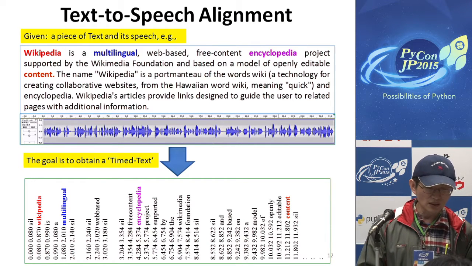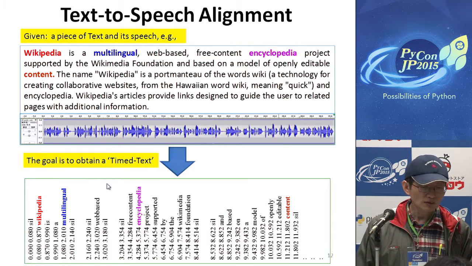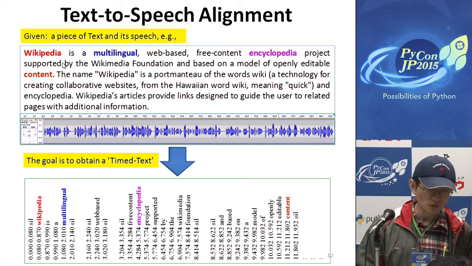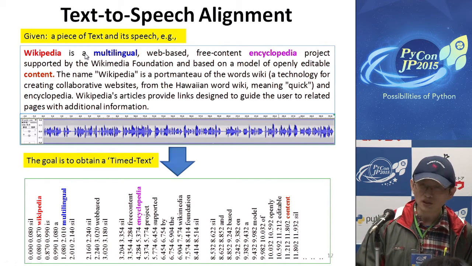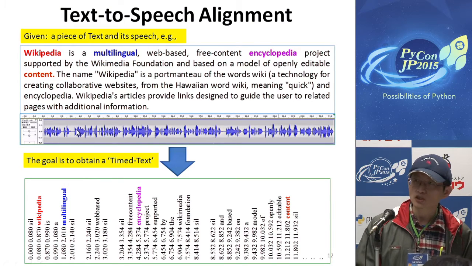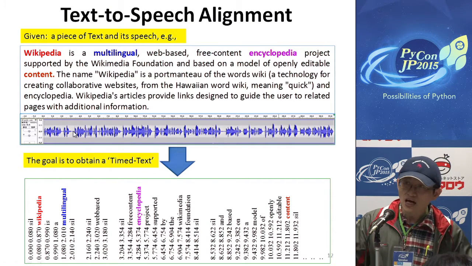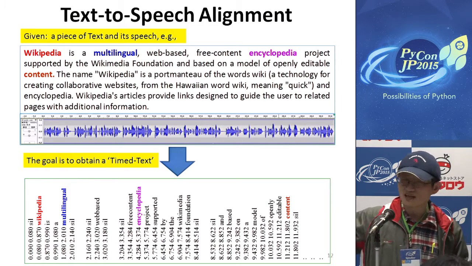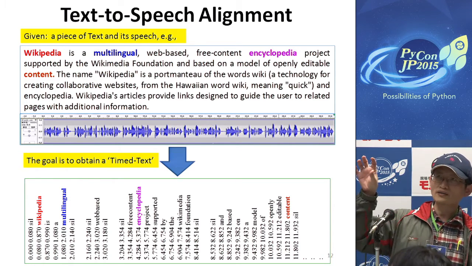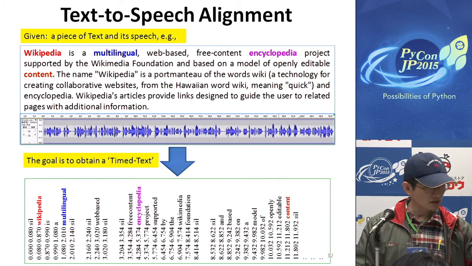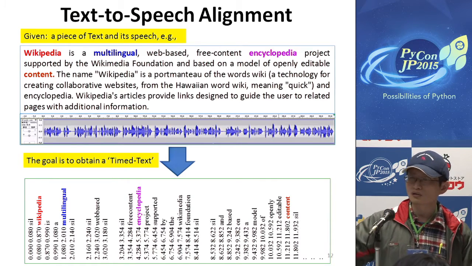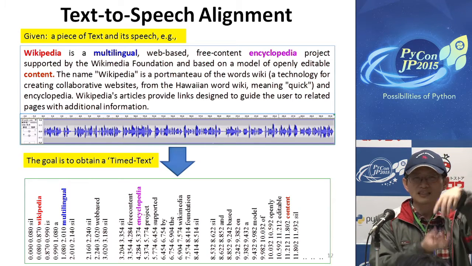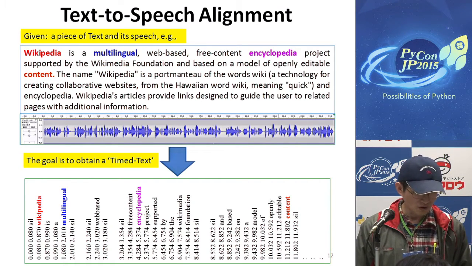That means that the text is discretized. We have the first word, the second word, and the third word, something like that. But the speech is continuous in time. So we have 0 second to 10 second. So now you have 100 words, and you have 0 second to 10 second. How do you correspond, or how do you align them together? So this is our target.